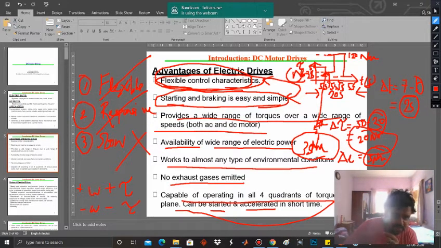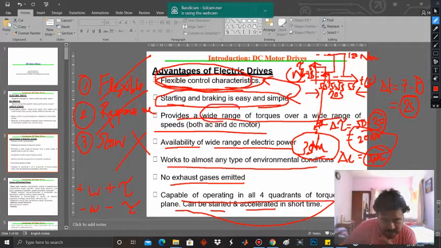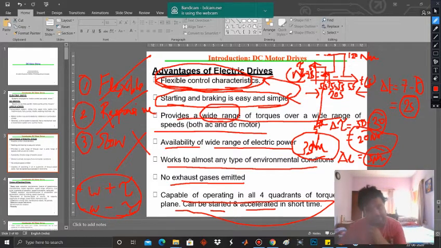So this range of tau and omega will be wide, as given over here, and the directions will be in all these 4 possible combinations. That is the requirement, and yes, your DC motor drive is compatible with this requirement, or satisfies this particular requirement.